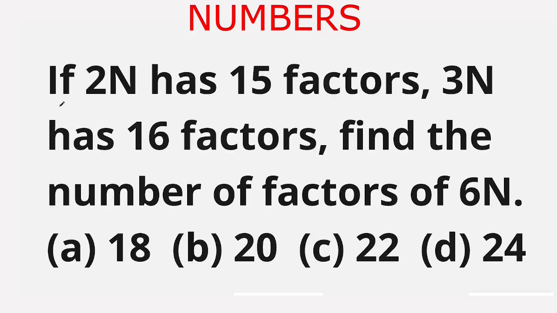Our question is: if 2n has 15 factors and 3n has 16 factors, find the number of factors of 6n. The given options are option A 18, option B 20, option C 22, option D 24.